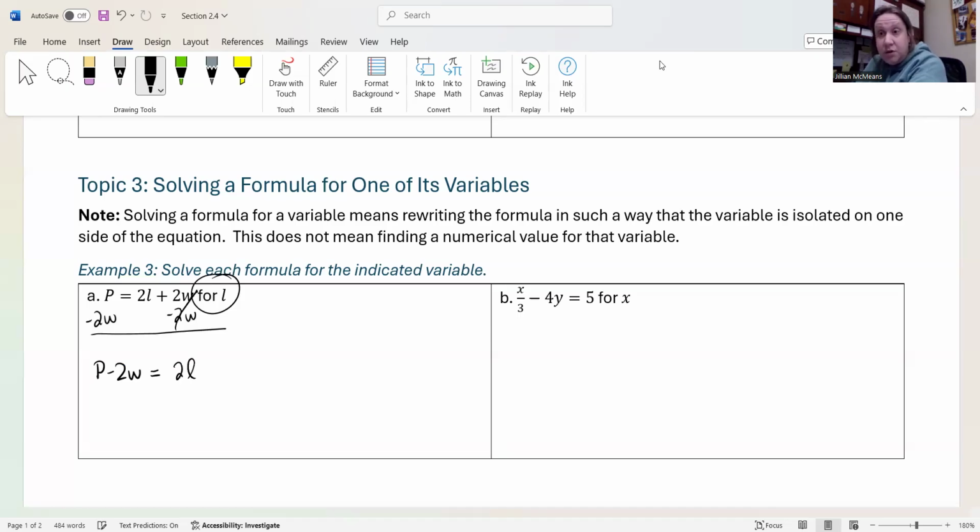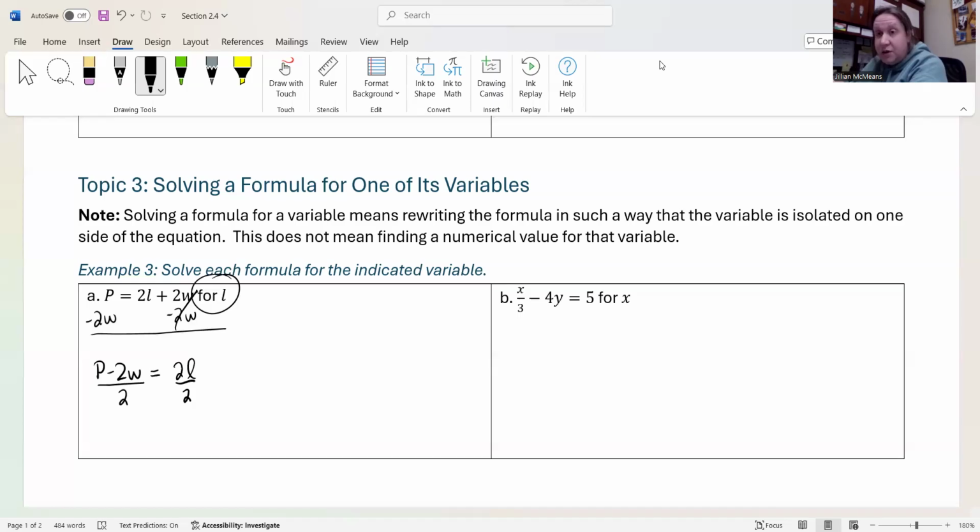So we're getting closer. We have 2L equals P minus 2W, but in order to solve for L, I want a single positive L equaling everything else. So what has been done to the L now is it's been multiplied by 2. I need to undo that multiplication. And there are two ways to do this, so I'll show you both. You can divide both sides by 2. We know that we undo multiplication by division. Looking at the L, our goal is to get a single positive L.